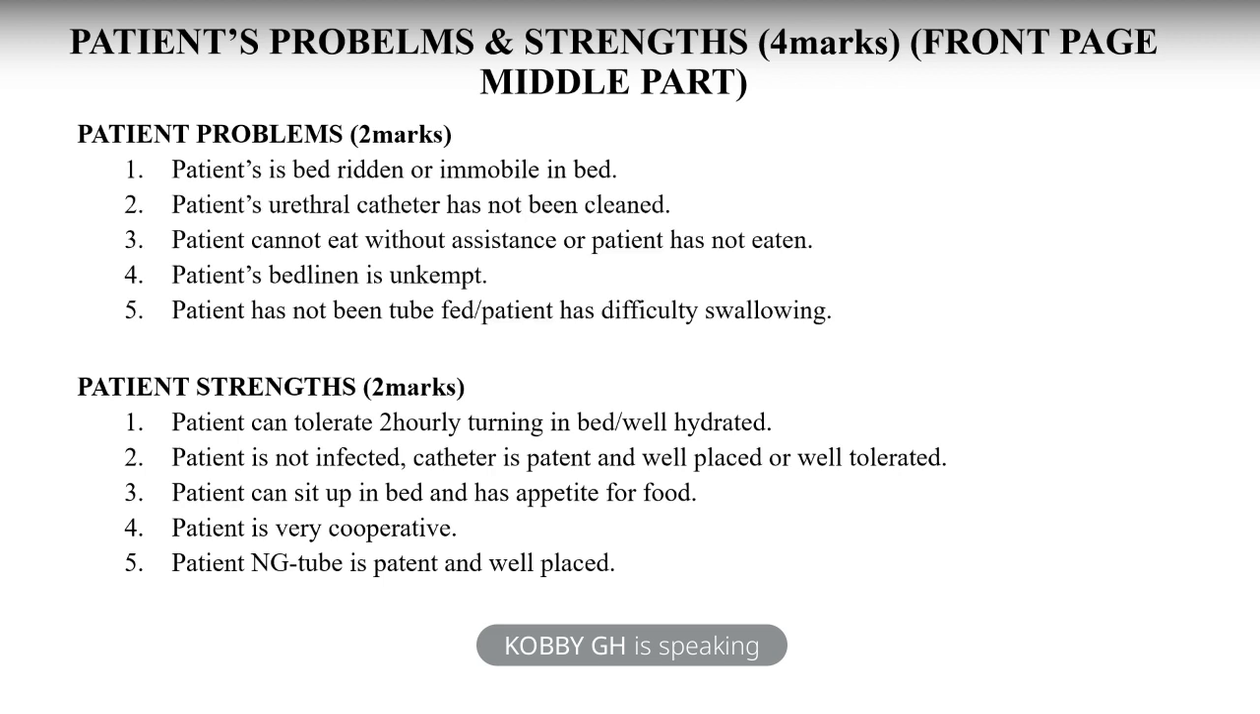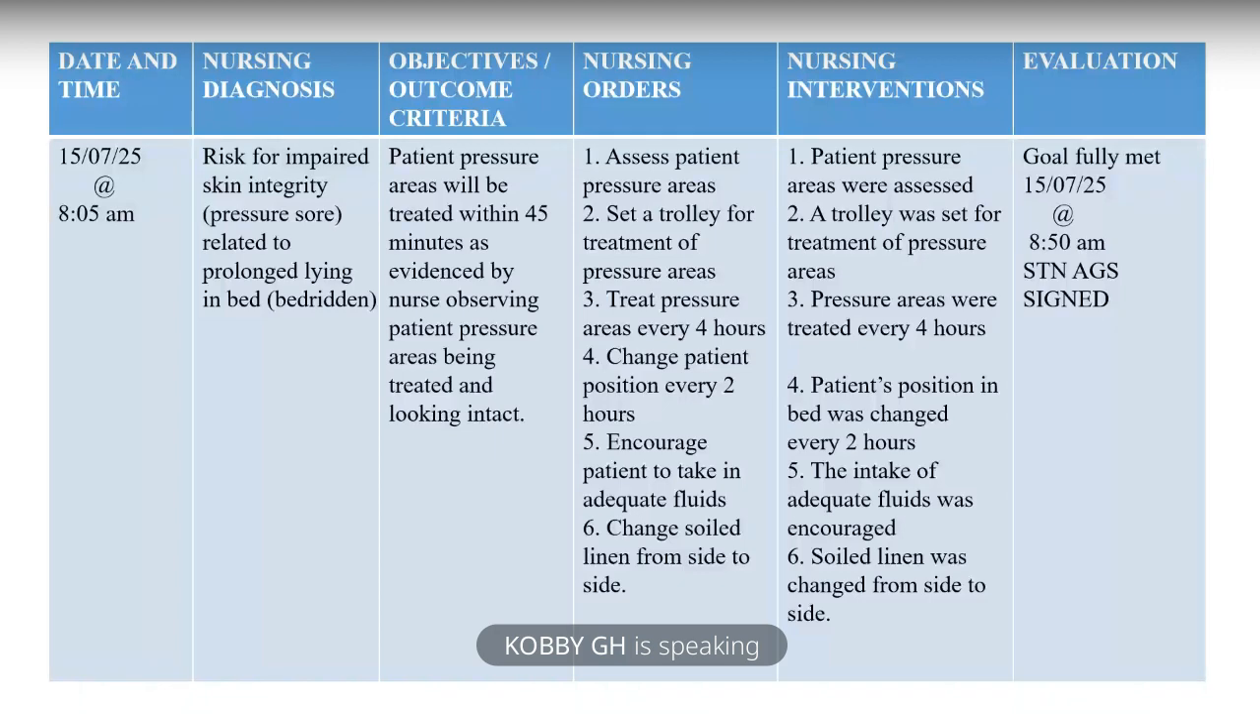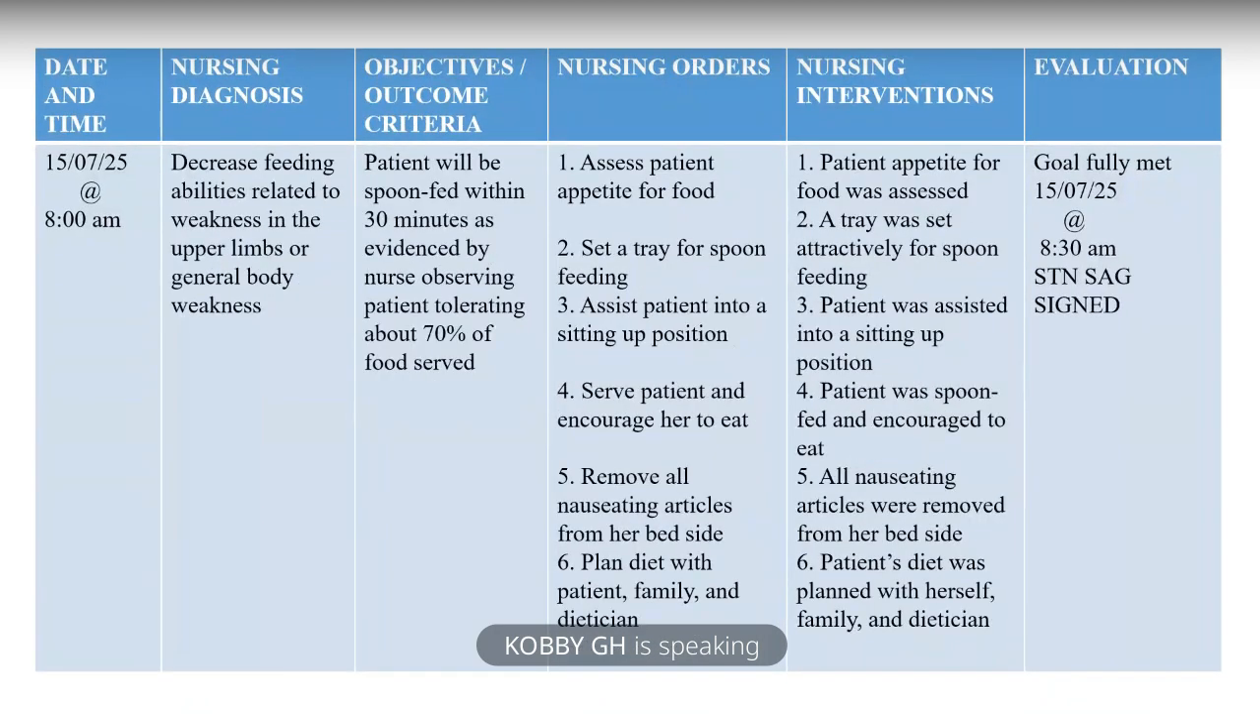So if the patient is that weak, an aged patient, a patient with fracture of the upper limb, a stroke patient, you think patient cannot eat without assistance. Strength: patient can sit up in bed and has appetite for food. Then this is how you are going to write the nursing diagnosis. Decreased feeding abilities related to weakness in the upper limbs or general body weakness. Is that okay? Then the objective will be patient will be spoon-fed within 30 minutes, as evidenced by nurse observing patient tolerating about 70% of food served.